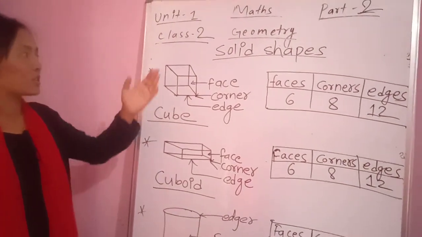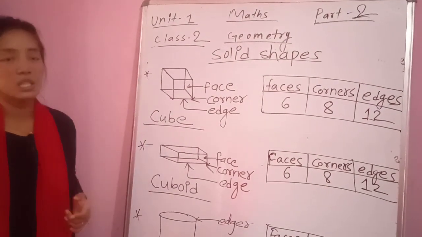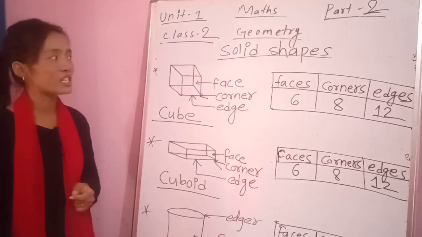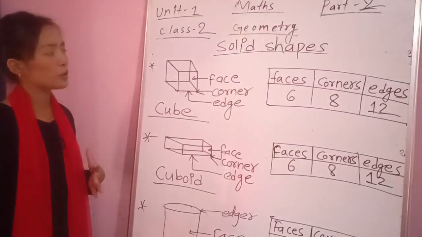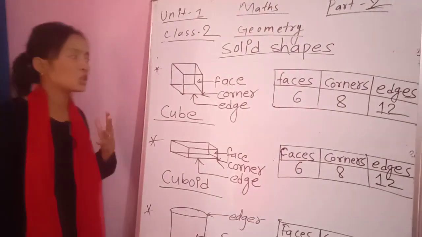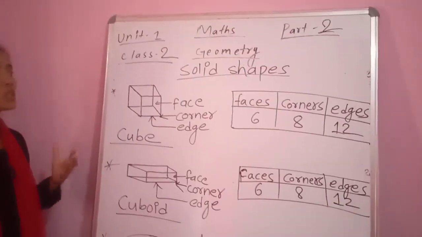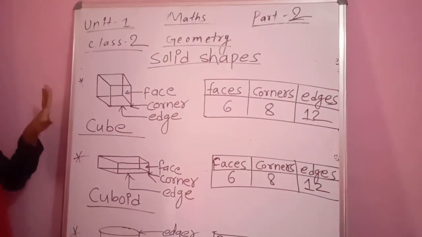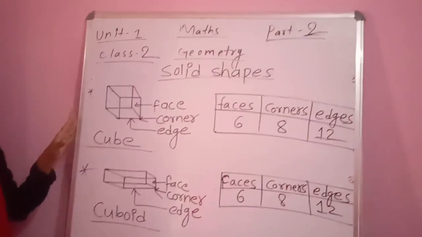Okay, and in this video, I'm going to teach you about the solid shapes. There are different types of solid shapes, and in your junior classes, you have learned about the different types of solid shapes, but I think you have not thought very deeply, like about its parts. You don't know about its parts, isn't it? So in this class 2, you will get the opportunity to read about the parts of the solid shapes.